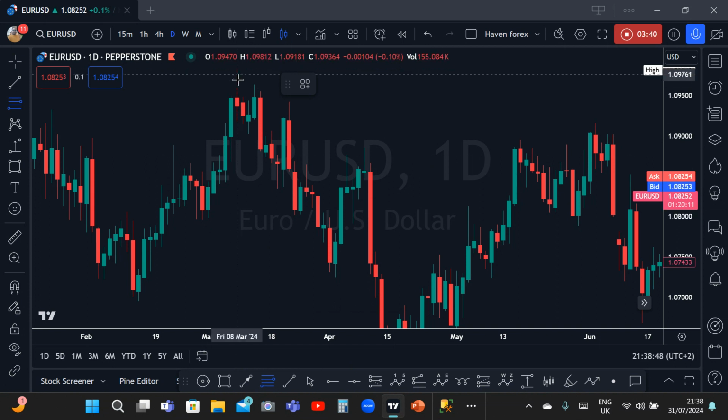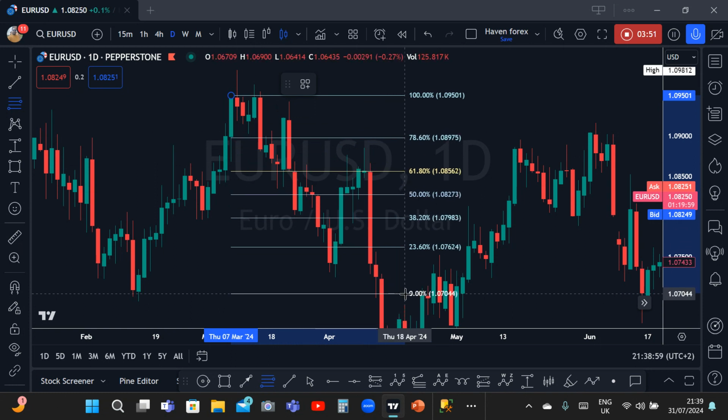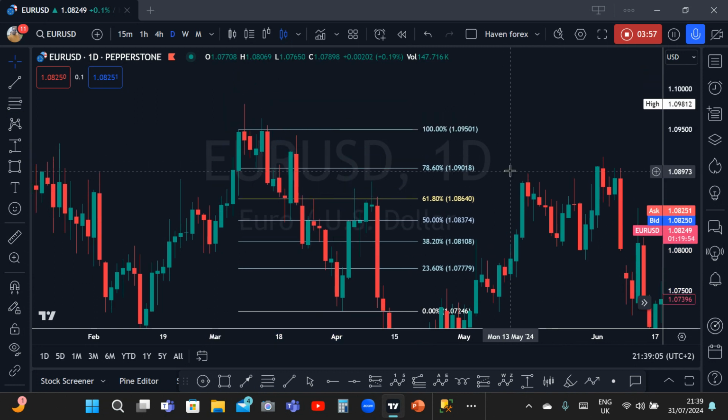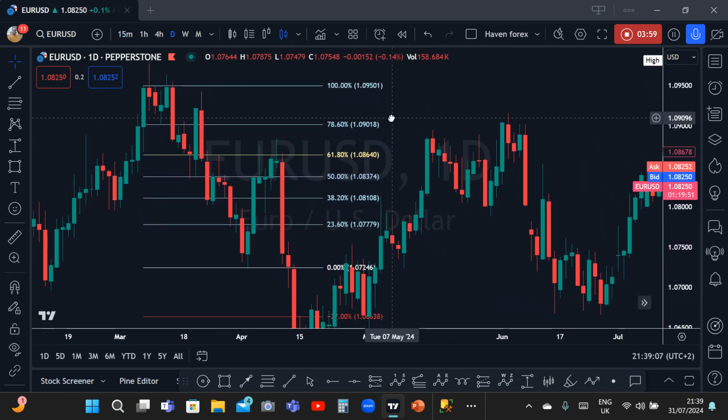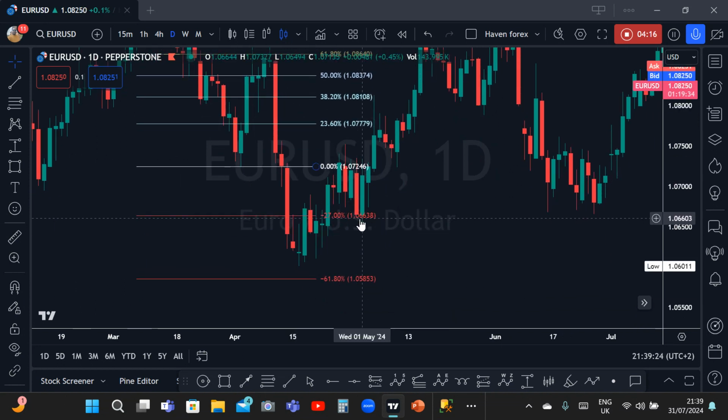You just pull out your Fibonacci tool and place it here. This is where the price action finds the resistance. You are going down, then come and put the 0% at this very point. Basically, the numbers we see are the 100%, the 78.6, the 61.8, 50%, 38.20, 23.60, and 0.00. Then we have negative 27, then we have negative 61.8.